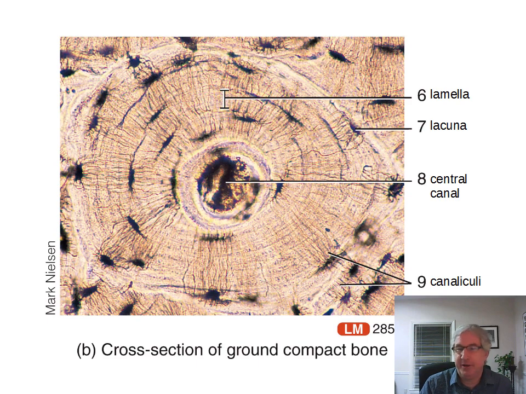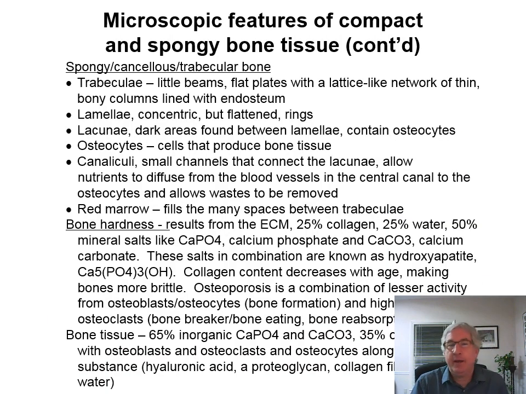Here's a little bit better picture of it. This is, I think, from the old book. So here's your lamella, you can see that easily. Here's a lacuna, the central canal, and then the canaliculi, which are coming off the osteocytes there, or coming off the lacuna there, going towards the central canal. And they also connect osteocytes with each other, so they can communicate back and forth too. Next slide. Okay, so those are the microscopic features of compact and spongy bone.